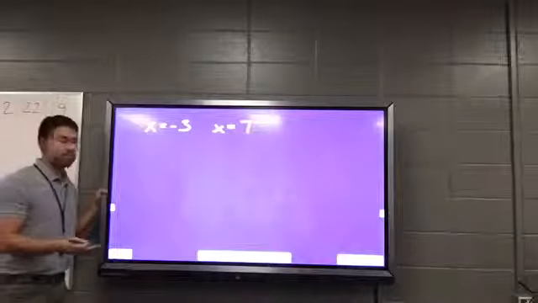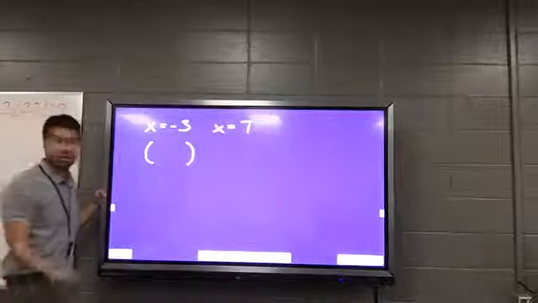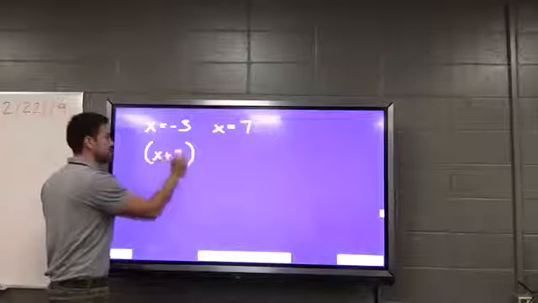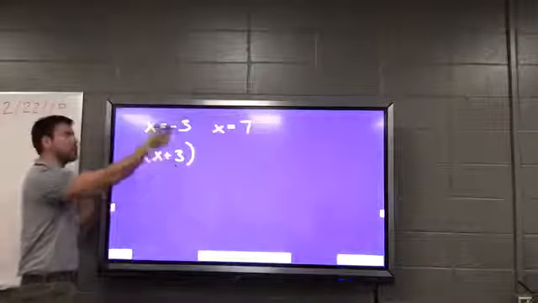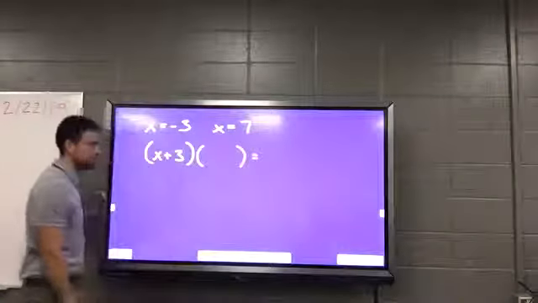Can anyone give me what the first binomial with x equals -3 would have been? x plus 3. That would have been your first binomial, because that would have given you that. Can someone else give me the second binomial?